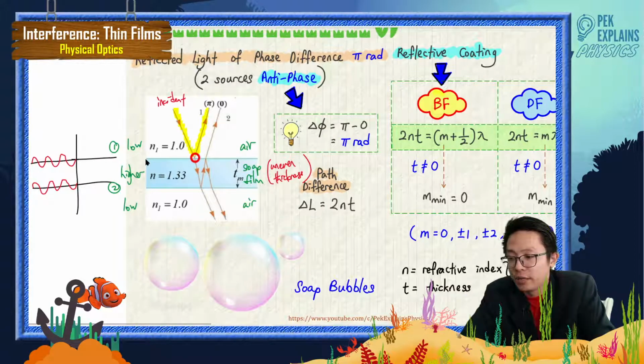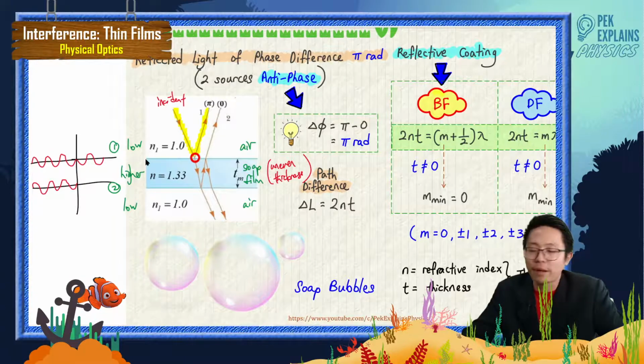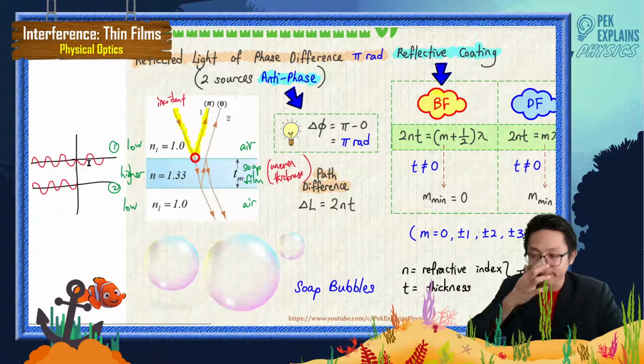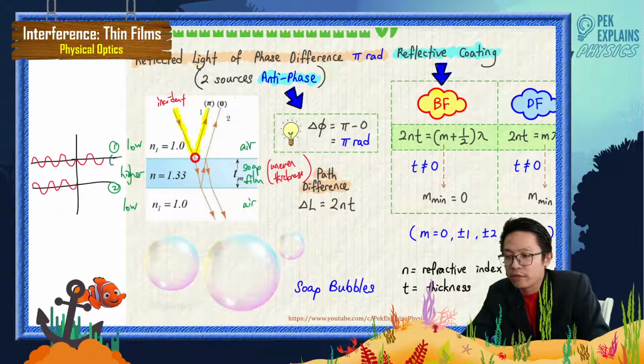That means it inverts. It actually should go up, but because of the phase change, it goes down. Remember, initially it should go up with no phase change, but because of the phase change of pi radian, it goes down. Understand? One time phase change of pi radian. Okay.